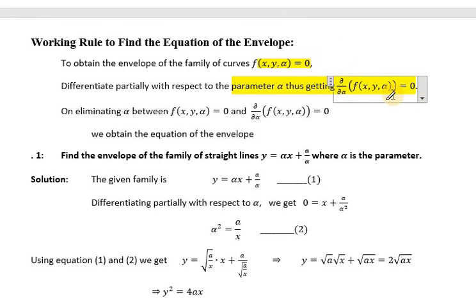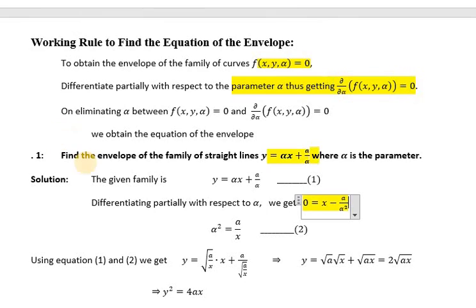Now, among these two equations, eliminate alpha. Eliminating alpha between f of x comma y comma alpha is equal to 0 and dou by dou alpha of f of x comma y comma alpha is equal to 0, we obtain the equation of the envelope.